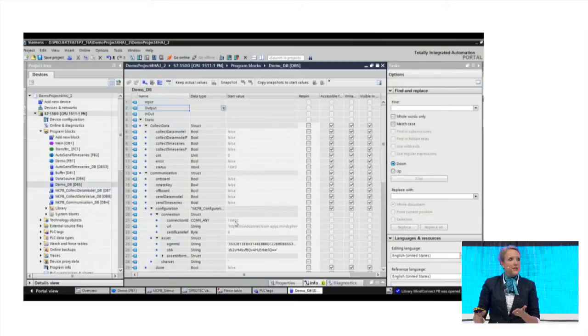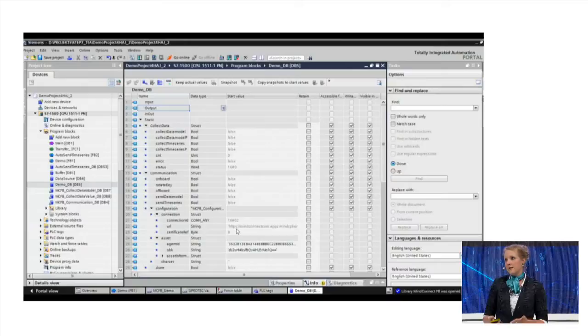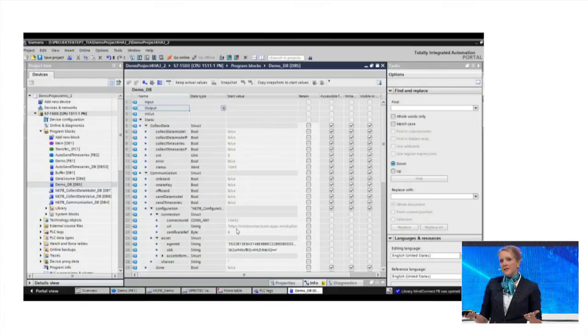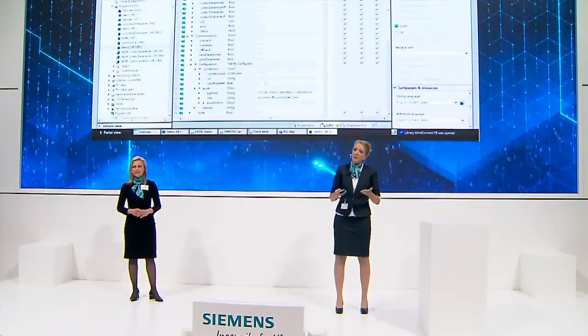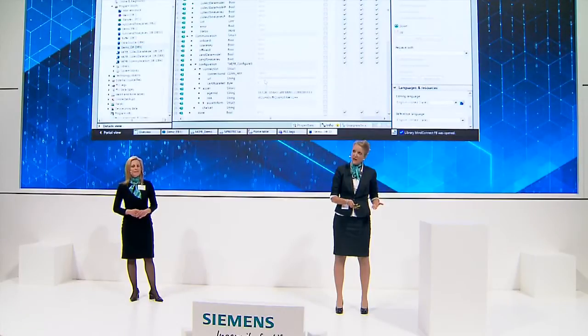Then you also insert information about how to access MindSphere, the credentials as asset ID and also the onboarding key. Finally, you define which data shall be transferred into the MindSphere. You store the program, download it into your S7-1500 PLC, and this was everything you need to do. Now the S7-1500 is able to transfer data into the MindSphere cloud.